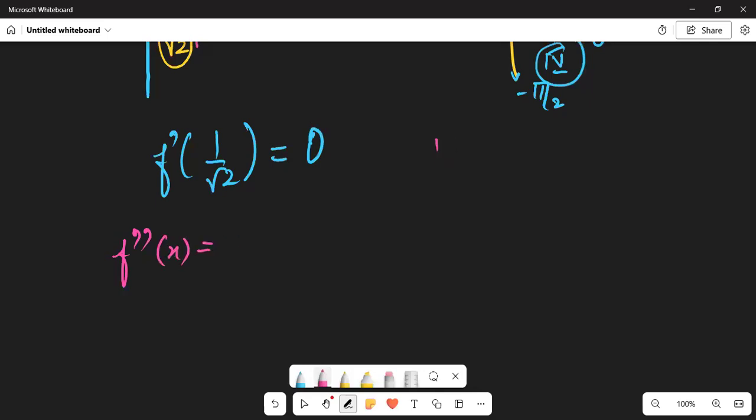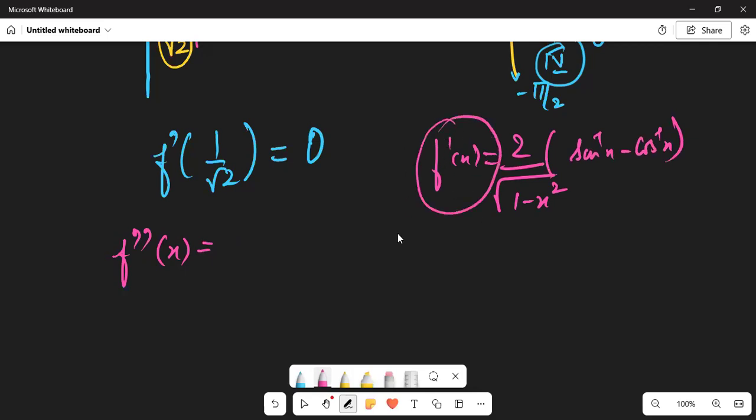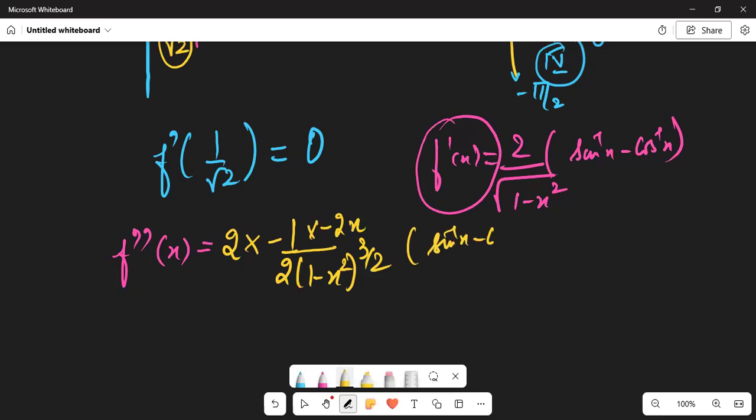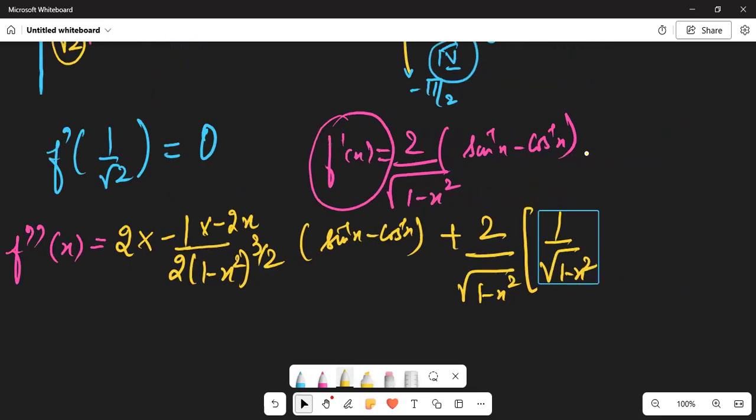So the function f prime x is actually 2 upon 1 minus root 1 minus x square, and sine inverse x minus cos inverse x. Now you have to take the double derivative. That means you have to differentiate the function f prime x. And you will be getting, using the product rule, sine inverse x minus cos inverse x remains as it is, plus 2 upon 1 minus x square, plus 1 minus root 1 minus x square.